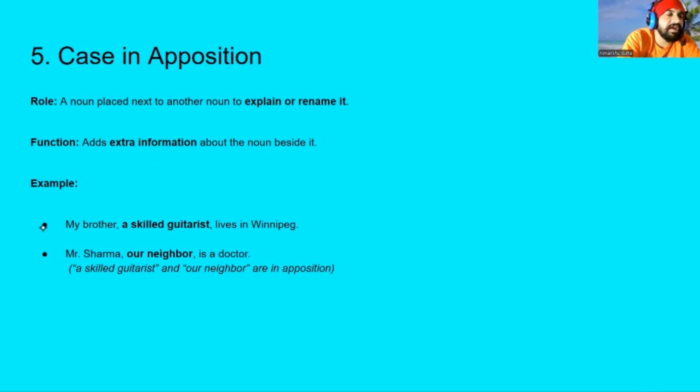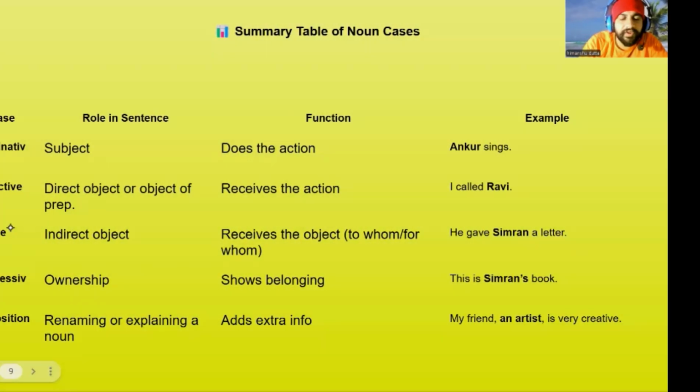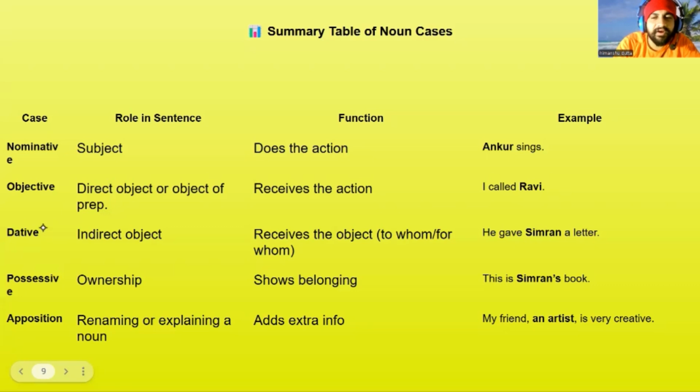Okay, let's move to the table that we should understand. Now we are going to talk about these 5 cases, a summary of the noun cases. So first one is the nominative case. What was the rule of that one? Its role is subject in the sentence. So nominative cases will always be your subject. So any noun or pronoun when is used as a subject in the sentence, that will be nominative case. What is the function of it? It does the action in the sentence. Ankur sings. So yeah, she sings religious songs.